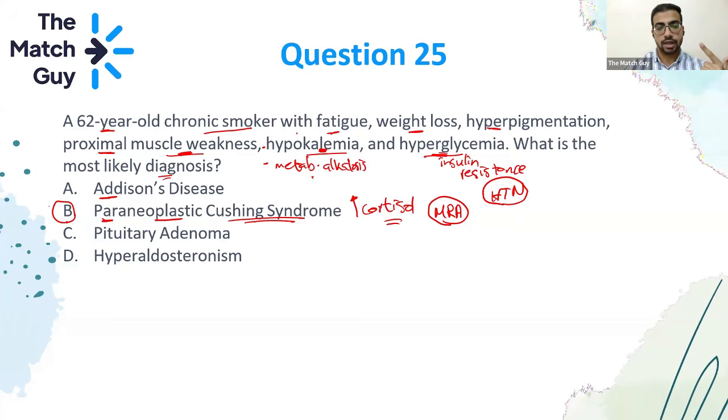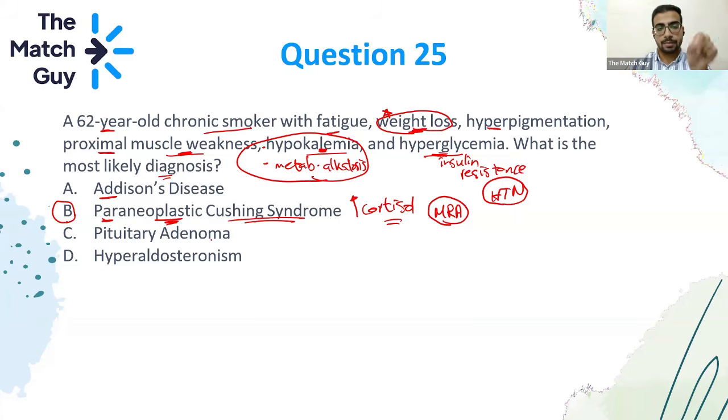Believe me, guys, these electrolyte disturbances can, in a lot of cases, hint you back to thinking about Cushing syndrome. Usually we're going to have abnormal fat distribution, maybe weight gain. So why is there weight loss here? That seems odd. And that's why our answer is actually paraneoplastic Cushing syndrome. That's one of the high-yield clues and keywords for us to think about paraneoplastic Cushing syndrome.